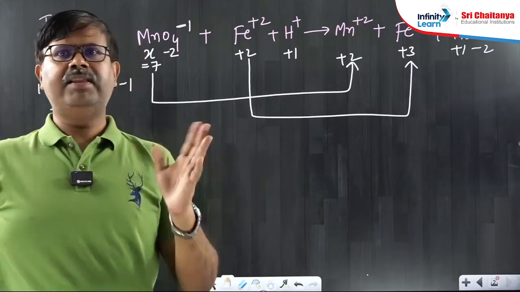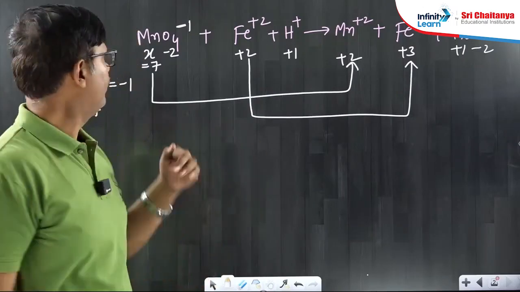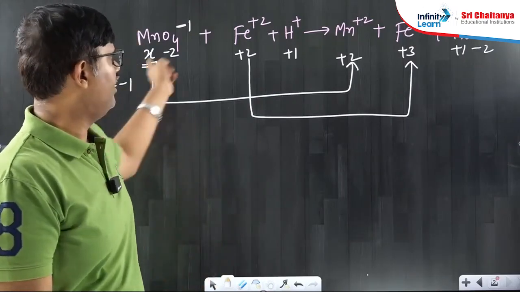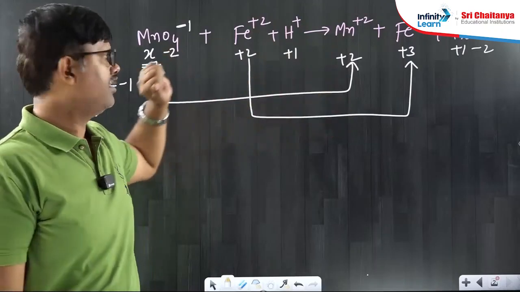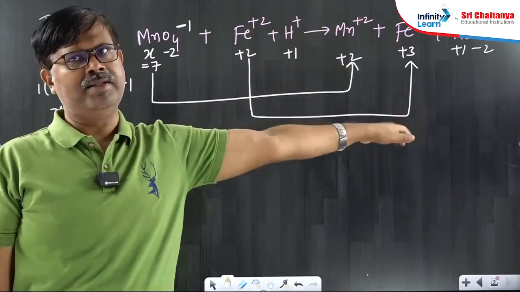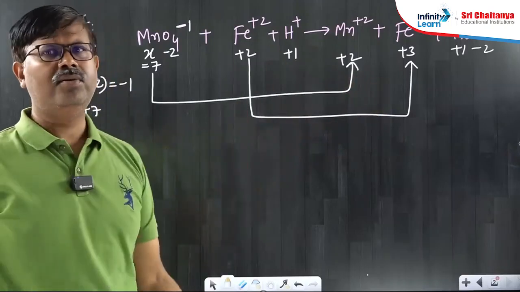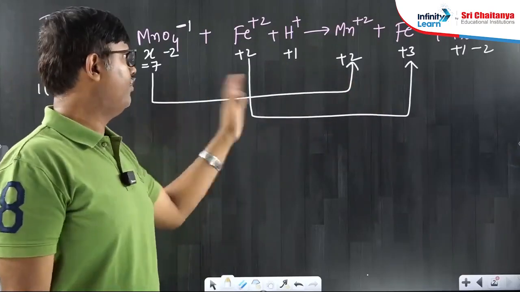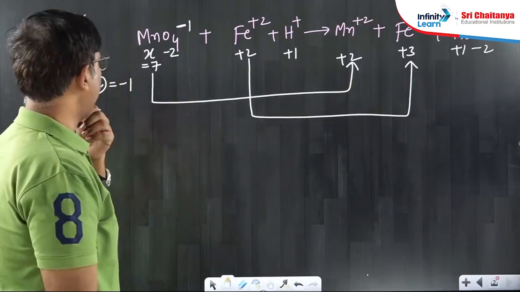Now see whether they are balanced or not, left and right. 1 manganese on the left side, 1 manganese on the right side, balanced. 1 iron on the left side, 1 iron on the right side, they are also balanced. So we need not bother about balancing them, already they are.